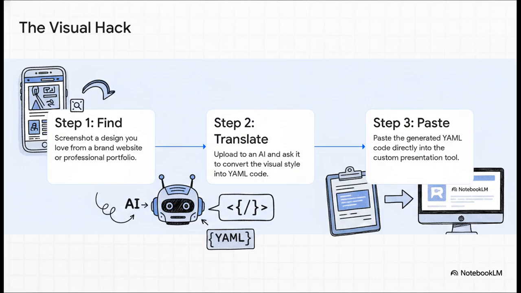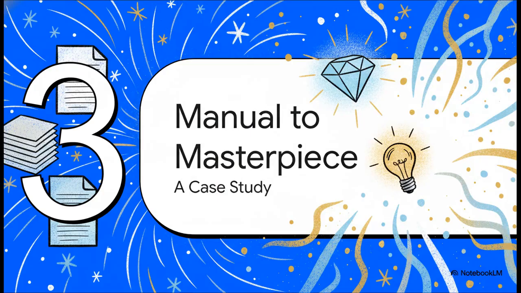Step 1, find a design you absolutely love online, a brand website, a portfolio, whatever, and just screenshot it. Step 2, take that screenshot and upload it to an AI like ChatGPT or Gemini. You just ask it to translate that visual style into YAML. And then step 3, you literally just copy the code it gives you and paste it right into NotebookLM. That's it, seriously.